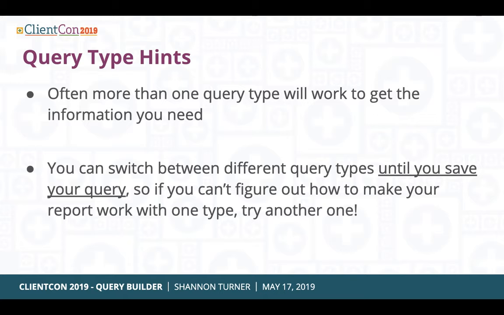Now, you can often use more than one query type to get the information that you need. And until you've saved your query, you can switch between different query types. So if you can't quite figure out how to make your report work with one query type, try a different one. So, for example, you can often find information about page performance by using either the page query type or the action query type.